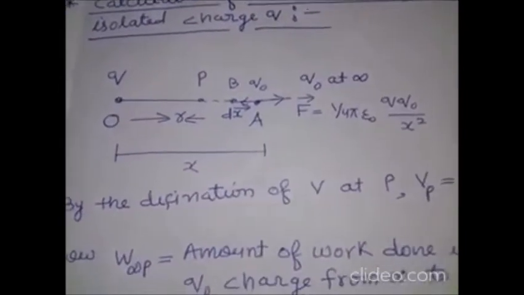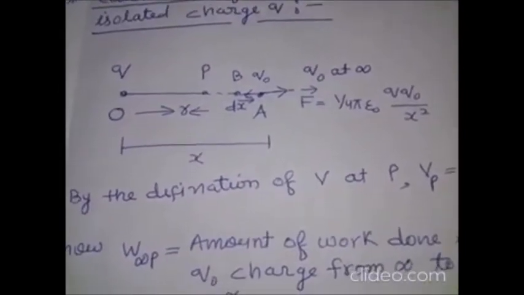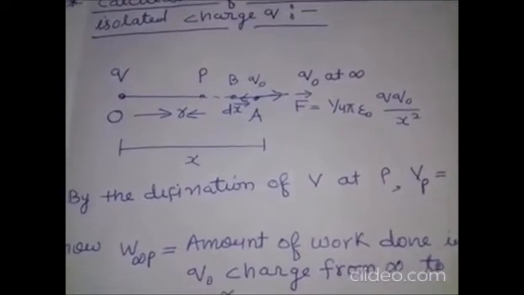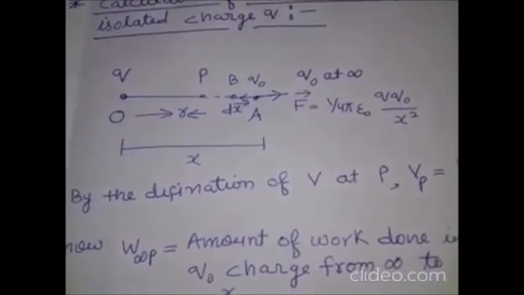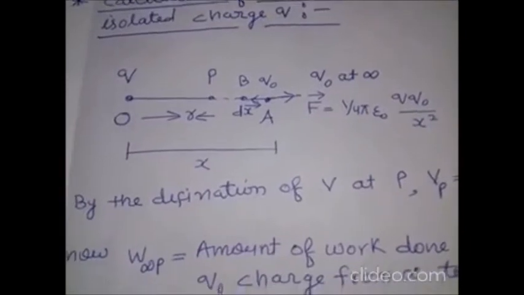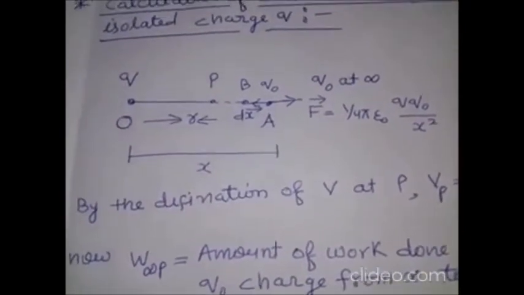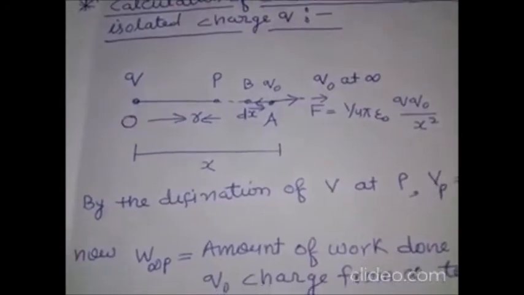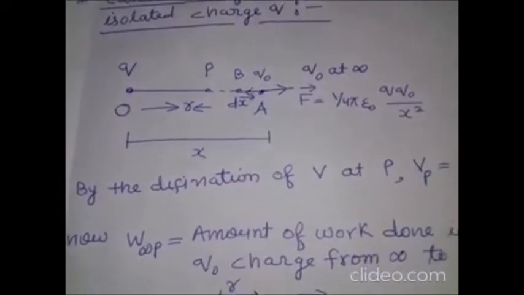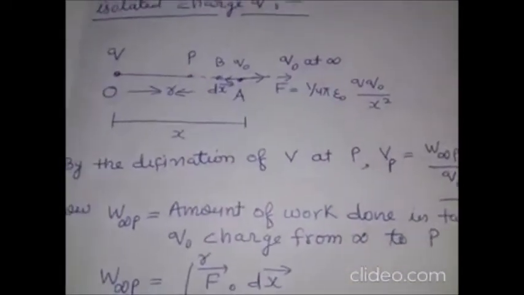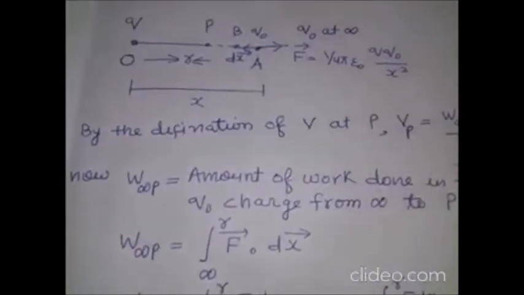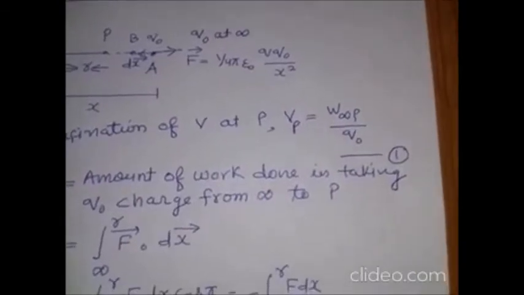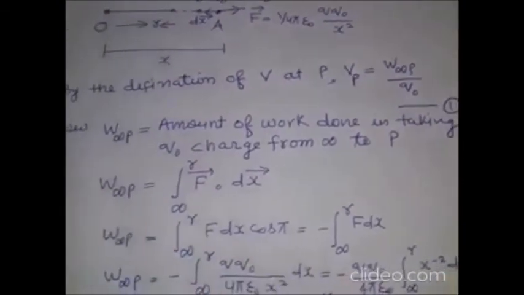You see here the force of repulsion and the displacement are opposite to each other. So for calculating the work done in taking Q naught from infinity to P, first we will calculate the work done in taking Q naught from A to B, which is F dot dx. Again, by the definition of potential at P, this is the simple formula: Vp is equal to W infinity to P divided by Q naught. This is equation number one.